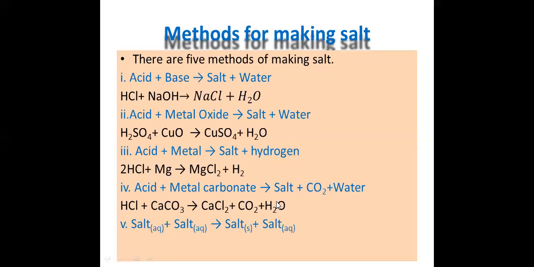The fifth one is aqueous solutions of two salts will give a solid salt and an aqueous solution of salt. Silver nitrate and sodium chloride, they will exchange ions. So silver will make a bond with chloride and sodium will make a bond with nitrate. So sodium nitrate and silver chloride will form. These are the 5 methods of making salt. Very important question. Always a part of the long question answer.